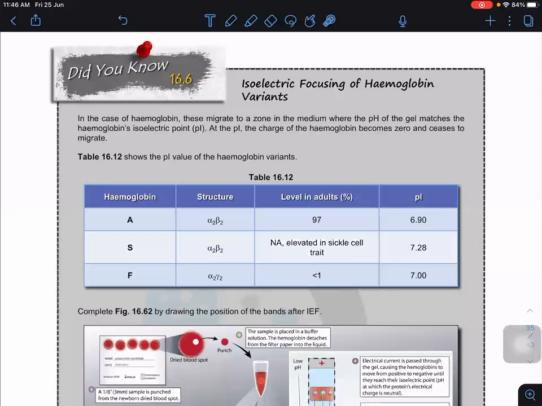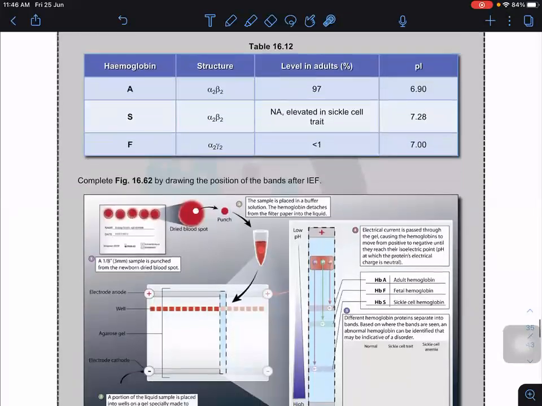So in the case of hemoglobins, each migrates to the zone in the medium where the pH of the gel matches the hemoglobin isoelectric point. At the pI, the net charge of the hemoglobin becomes 0, and it ceases to migrate. So hemoglobin A is normal hemoglobin with 2 alpha, 2 beta, about 97% in adults, with isoelectric point 6.90.